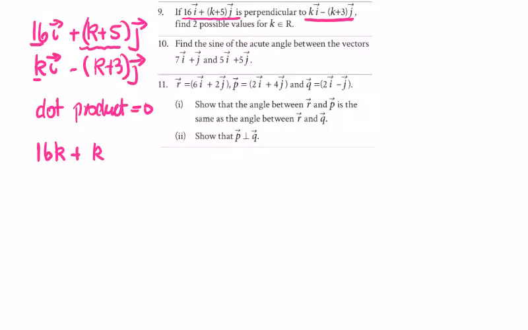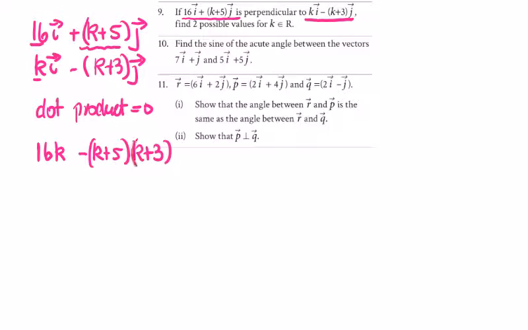It's going to be a minus actually, because there's a minus there. We need to put the minus in somewhere. So we put the minus in here, (k plus 5) by (k plus 3). So we're going to get a quadratic.